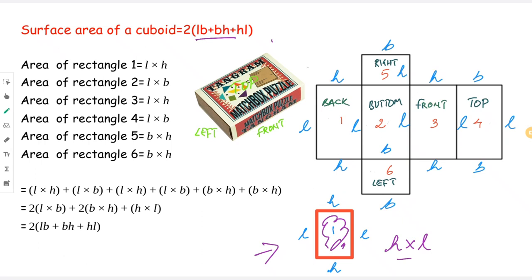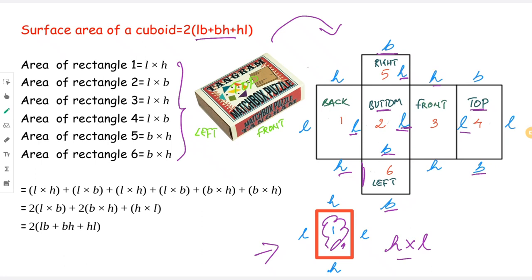So now if I dismantle this matchbox, it will look something like this, all right. So remember, the top and the bottom are same. You can see length into breadth, length into breadth. The left and right are same, breadth into height, breadth into height, and the front and the back are same. Okay, length into height, and then the back is again length into height. All right, so I've written it here for us. Okay, you can have a look afterwards.